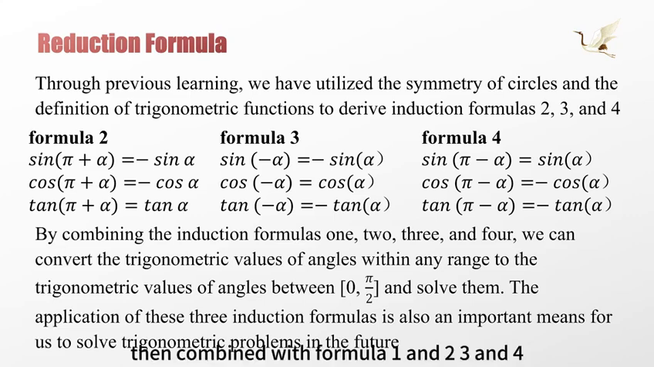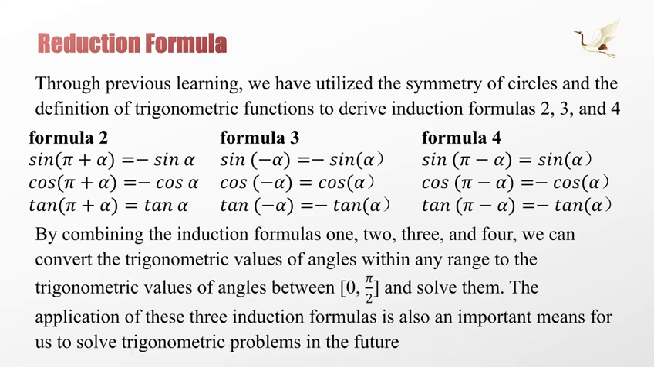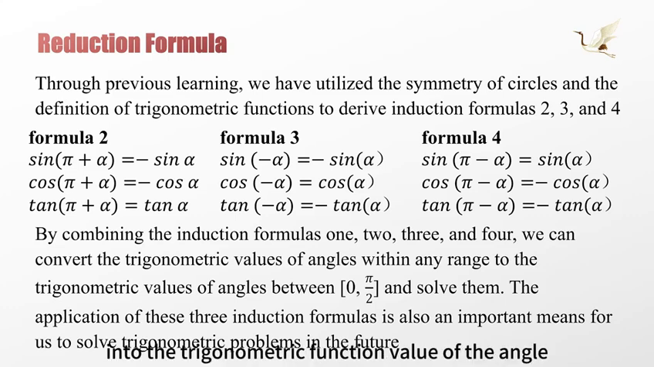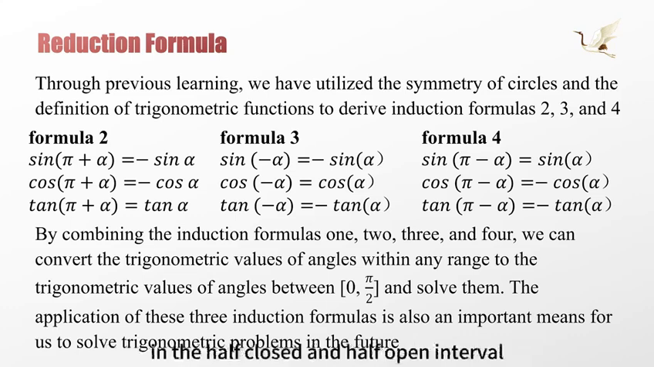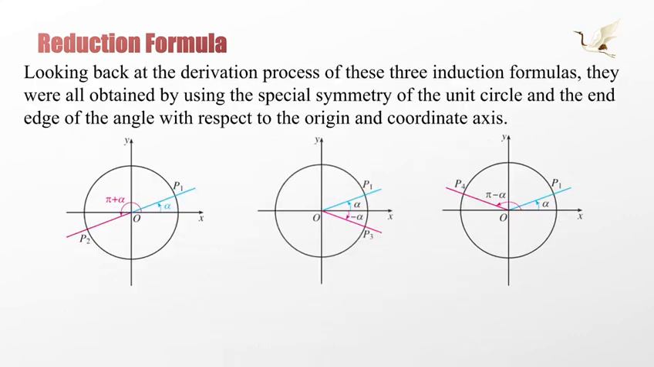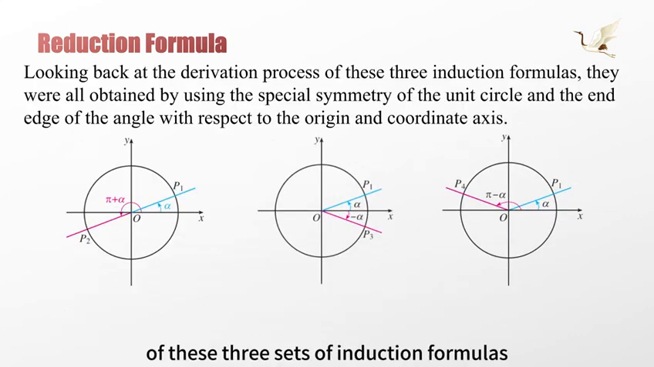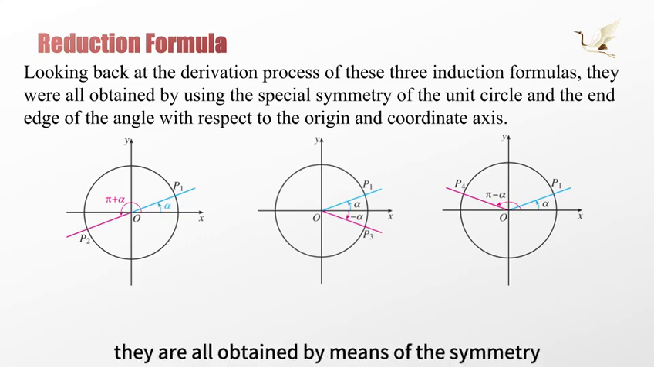Then, combined with formulas 1, 2, 3 and 4, we can convert the trigonometric function value of an angle in any range into the trigonometric function value of an angle in the half-closed and half-open interval from 0 to 2 pi. The application of these three sets of induction formulas is also an important means to solve problems of trigonometric functions.